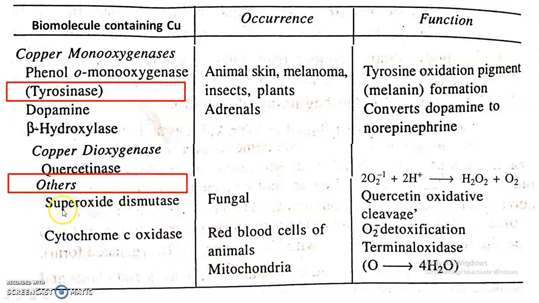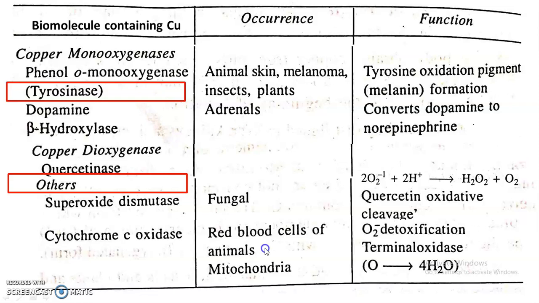Now one more thing about superoxide dismutase: there are three types. The first is the copper-zinc protein, found in cells containing nuclei. The second type is the manganese protein, which is found in bacteria. And the third is the iron protein, which is again found in bacteria. So there are three types of superoxide dismutase, which are responsible for converting superoxide into hydrogen peroxide and oxygen. These are some functions of the copper-containing biomolecules.